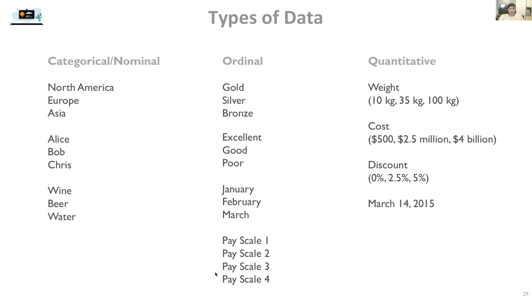Although ordinal values often have numbers associated with them, the interval between those values is arbitrary. For example, the difference between poor economical status and good economical status might be different than the difference between good economical status and excellent economical status. Or at a company, the difference between pay scale 1 and pay scale 2 might be very different than the difference between pay scale 3 and pay scale 4.